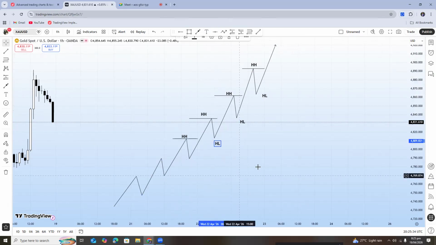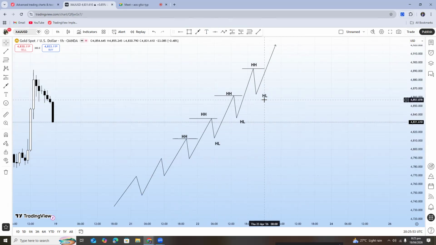Higher low. Okay. So the higher low is what? After the retracement, where the market gets to right before it goes up. That is what we call the higher low. So these are all higher prices in the market, but they are lower than the higher highs. That's why we call them higher lows.